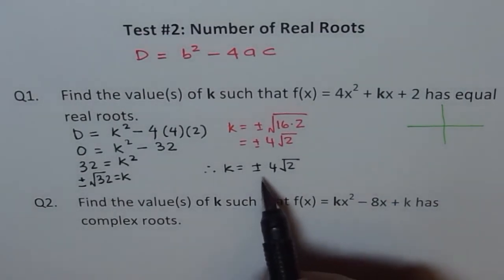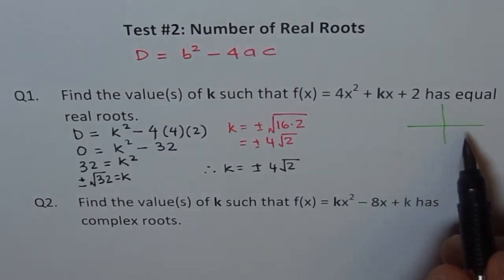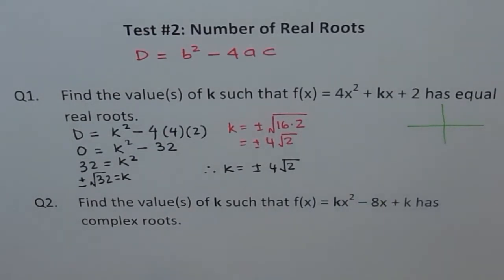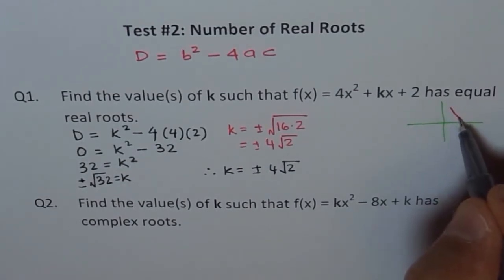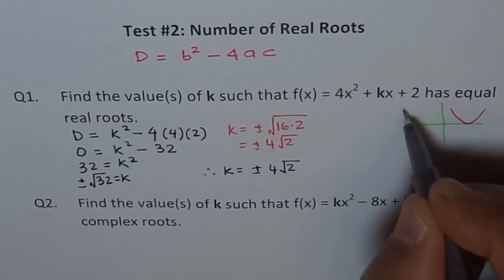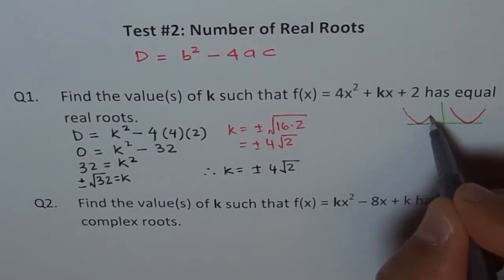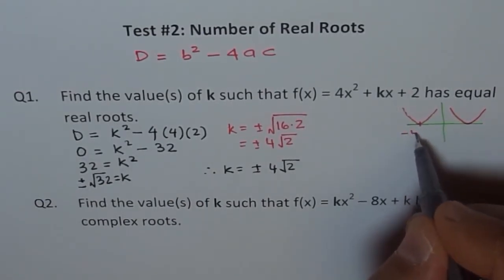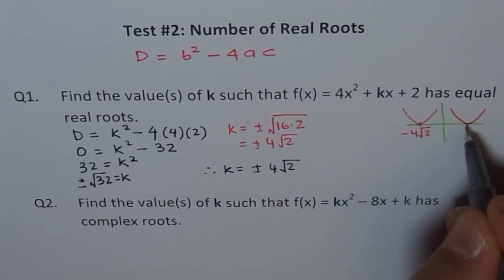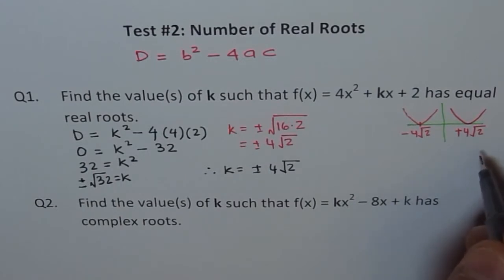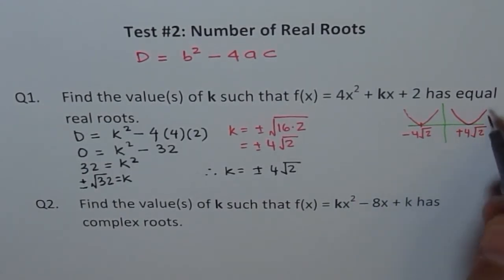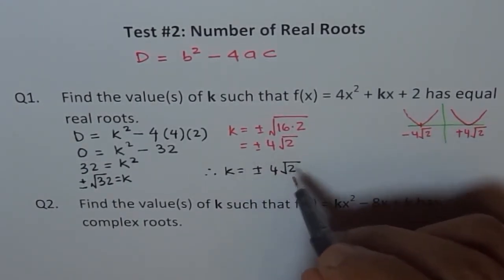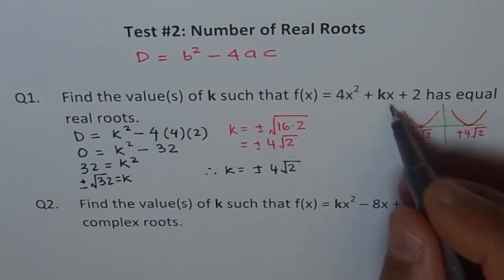So k could be 4 square root 2 on this side and on this side. So the possibilities are we could have either this kind of a graph, or we could have this kind of a graph. Both will give you one root, and this point is minus 4 square root 2 and this point is plus 4 square root 2. Do you understand? That is how the problem is solved, and I am drawing two different situations which will yield our result.